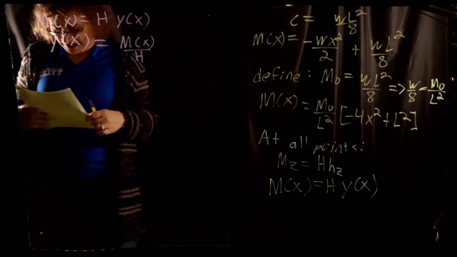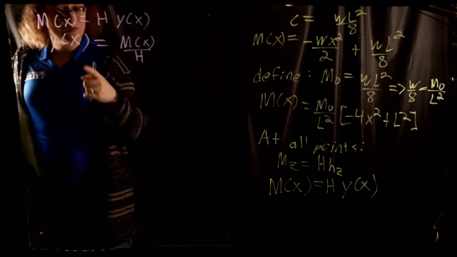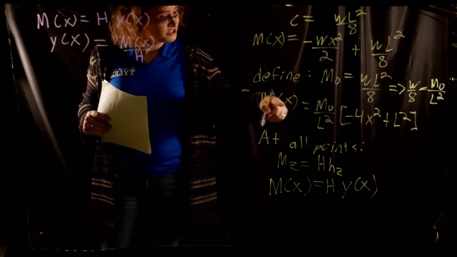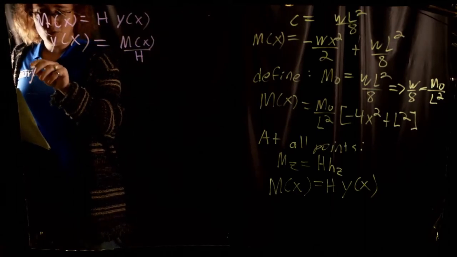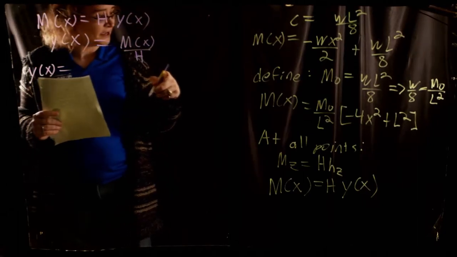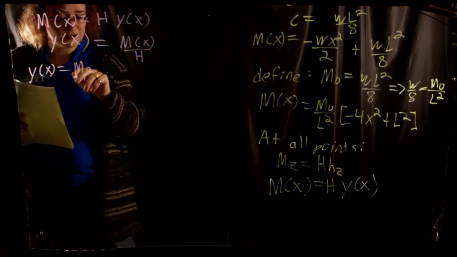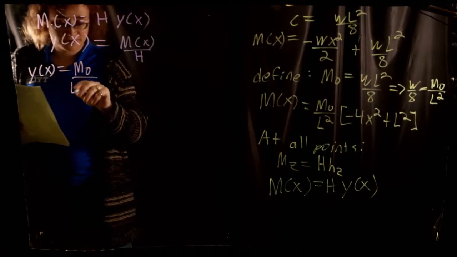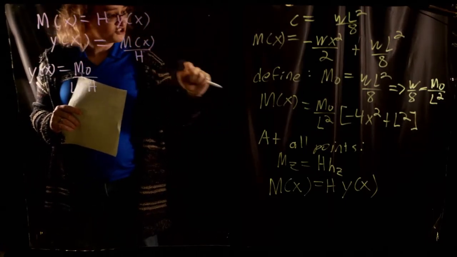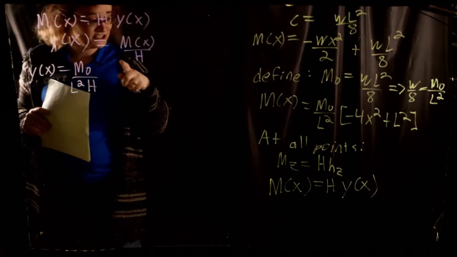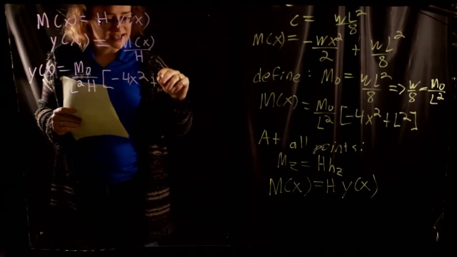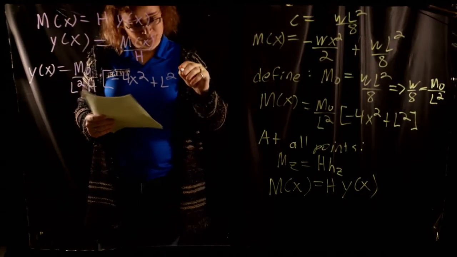Okay, so we know that y as a function of x is equal to m as a function of x over h, and I know m as a function of x is equal to this. Therefore y as a function of x is equal to m naught over l squared capital H. All I'm doing is essentially dividing this equation by h here. So then I'll have negative 4x squared plus l squared, like so.